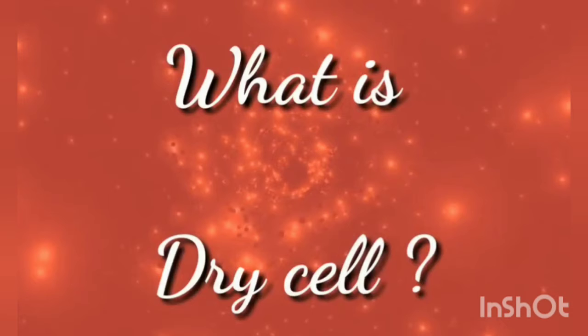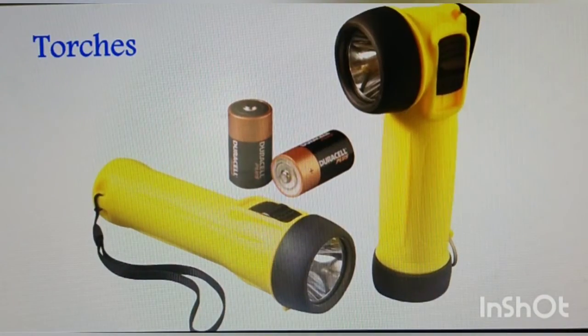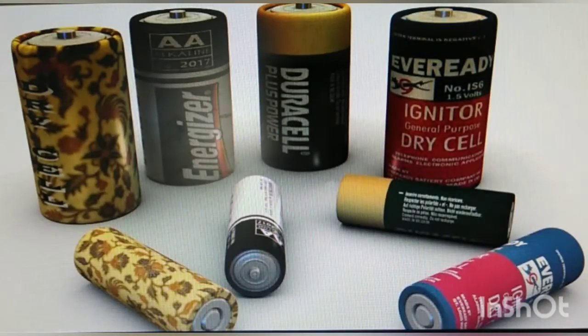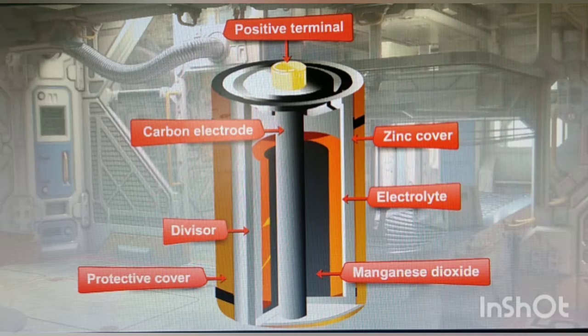So let us see the construction, working and applications of a dry cell. Dry cells are used in our radio sets, wall clocks and torches. These are available in 3 to 4 sizes. The construction of a dry cell is as shown in the figure.